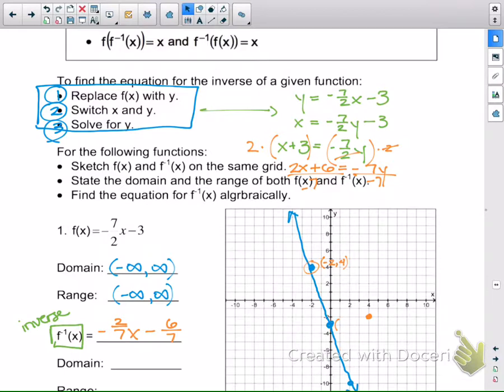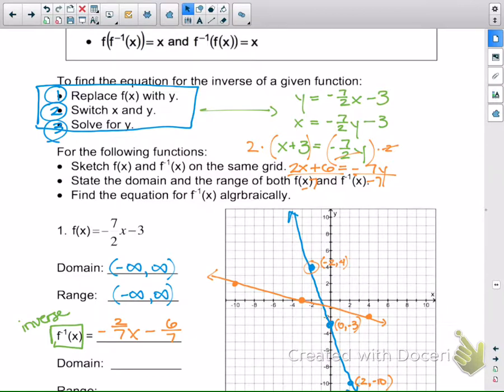Second point, this is the point 0, negative 3. If I flip it, it becomes what? Negative 3, 0. Third point is the point 2, negative 10. If I flip it, it becomes negative 10, 2. And when I connect my dots, I would check, does this look like a line with a slope of negative 2/7 and a y-intercept of negative 6/7? Yes. It does, and I didn't have to graph that ugly line, okay?